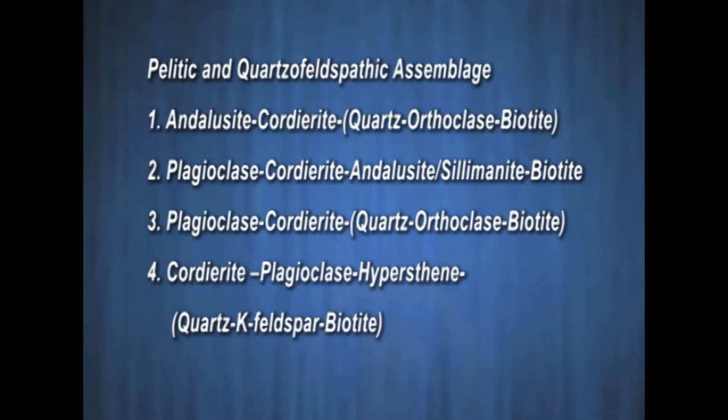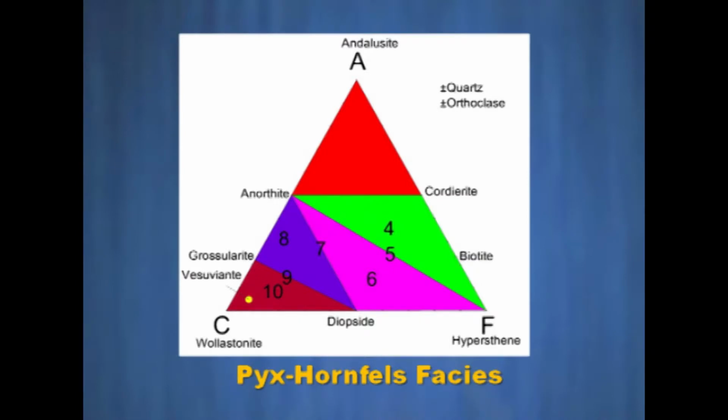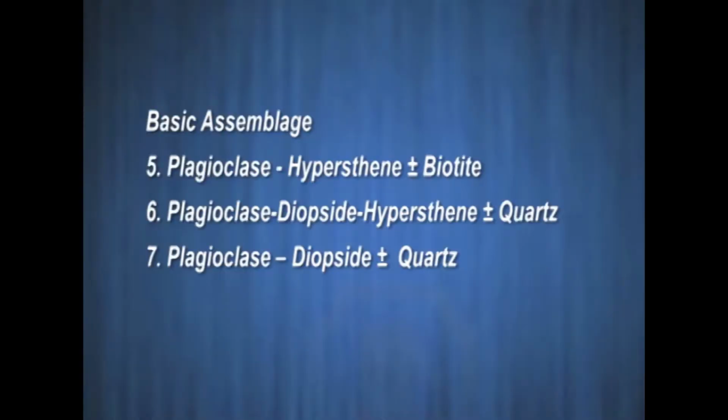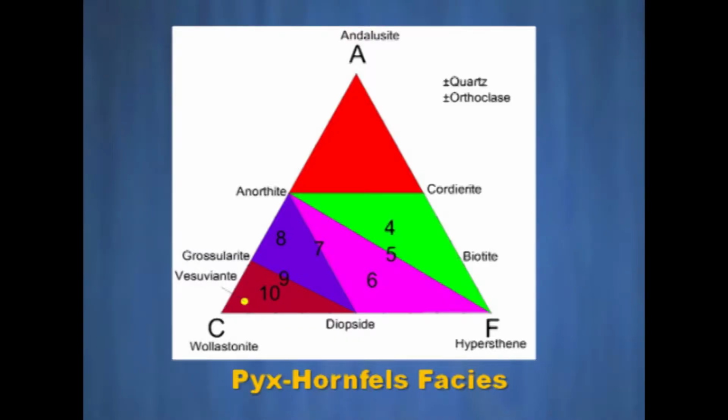Second is your plagioclase, cordierite, andalusite or sillimanite, biotite. Third is your plagioclase, cordierite, quartz, orthoclase, biotite. Fourth is your cordierite, plagioclase, hypersthene, quartz, potash-feldspar, biotite. The basic assemblages are mainly plagioclase, hypersthene plus or minus biotite.